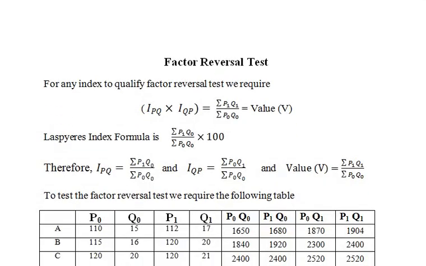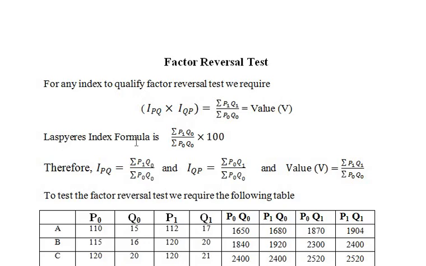In case of the factor reversal test, what we require is IPQ multiplied by IQP. That has to give us a value which should be equal to summation P1 Q1 divided by summation P0 Q0. We call it sometimes value V. Sometimes in some books it is called volume, something like that. Right now I don't remember.